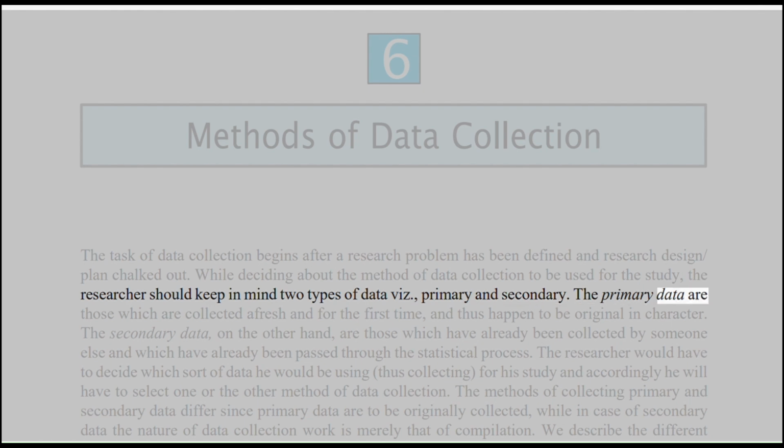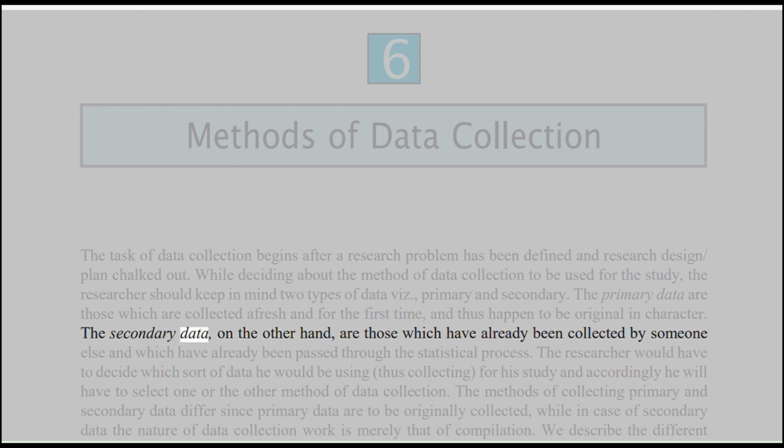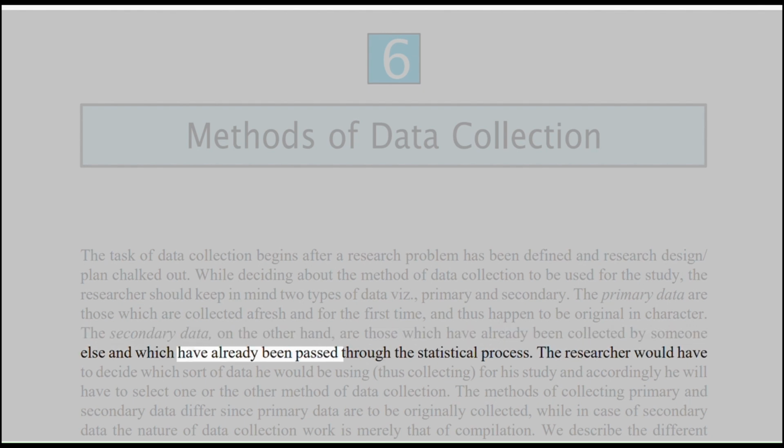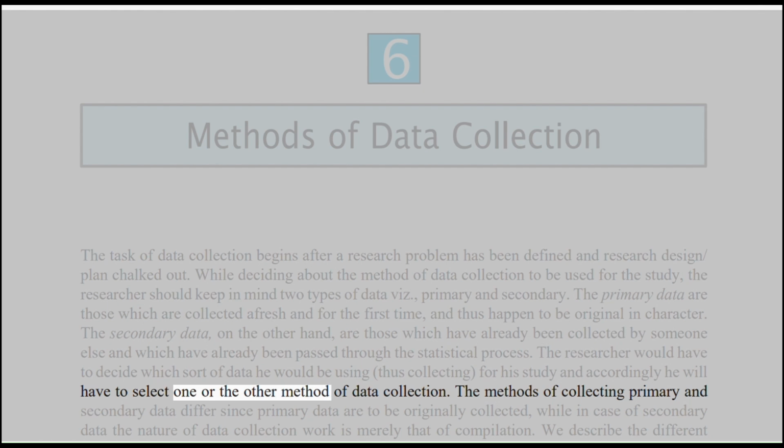The primary data are those which are collected afresh and for the first time, and thus happen to be original in character. The secondary data, on the other hand, are those which have already been collected by someone else and which have already been passed through the statistical process. The researcher would have to decide which sort of data he would be using, thus collecting, for his study, and accordingly he will have to select one or the other method of data collection.